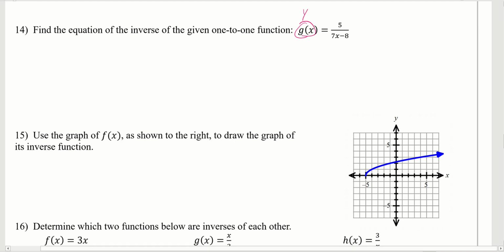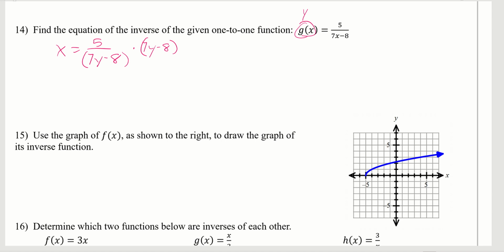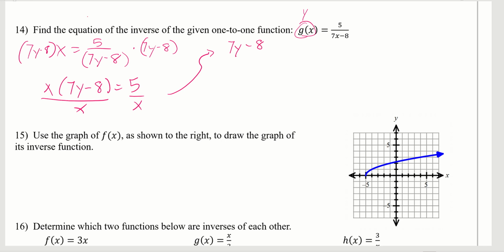But in order to find it, I'm going to do that first one that we talked about, where this, remember, is just a fancy output for y. So what I'm going to do is switch that to an x, okay? No real math behind this, just literally switching x and y. Once I've switched it, now I want to solve for y. In this case, y is stuck in the bottom, so I'm going to multiply both sides by 7y minus 8. Cool. And so I have x times 7y minus 8 is equal to 5. Now I don't want to distribute in the x because I'm trying to get the y by itself, so I'm going to just divide by x. And so then 7y minus 8 is equal to 5 over x.